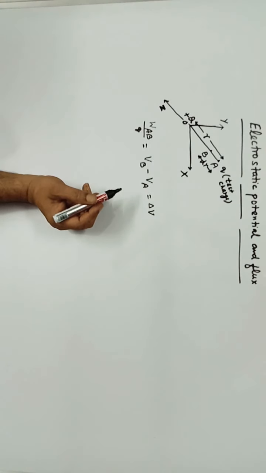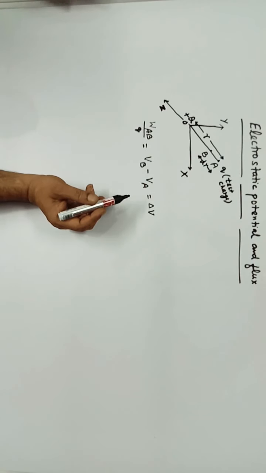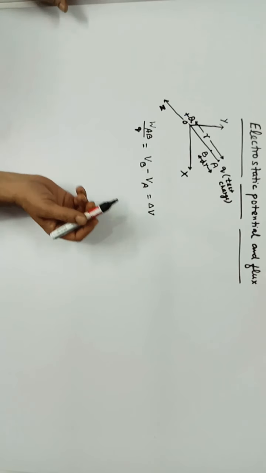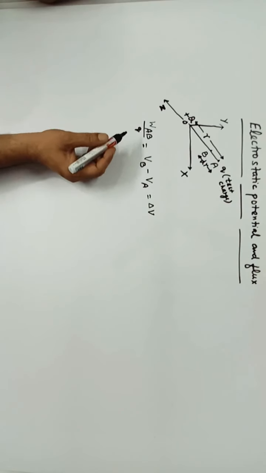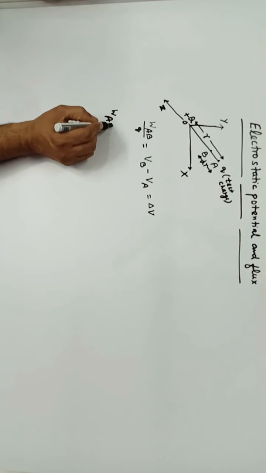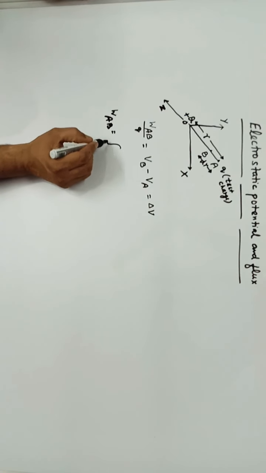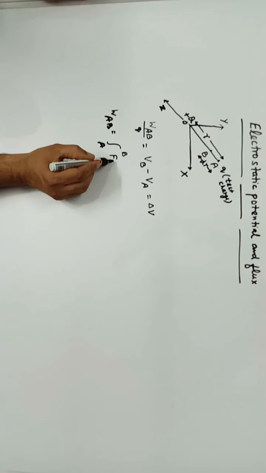In case of potential difference, we take the unit charge, that is the value of q as 1, and in case of electrostatic potential energy, we take the charge q. Almost they are same. The difference is instead of taking unit charge, we are taking a test charge q. So the W AB is integral A to B F dr.